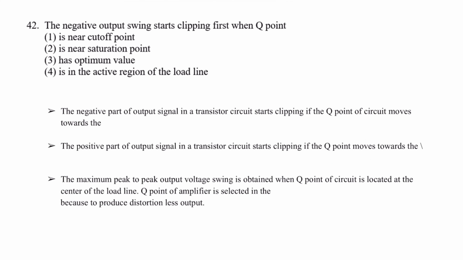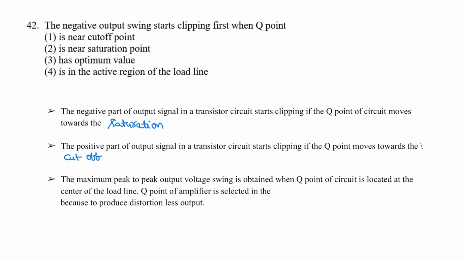Next, the negative swing starts clipping first when the Q point is... The negative part of the output signal in a transistor circuit starts clipping if the Q point moves towards the saturation region. If the Q point is close to the saturation region, the negative part of the output signal is clipped off. The positive part starts clipping if the Q point moves towards the cutoff region. If the Q point is close to or in the cutoff region, the positive half cycle of the input signal is clipped off at the output.